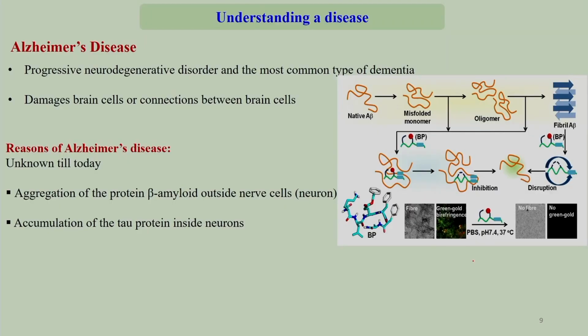So, another very notorious disease is, of course, Alzheimer's disease. It is a progressive neurodegenerative disorder, which damages the brain cells or connections between the brain cells. What is the cause of the disease? What is the reason? The full reason is not yet known even today. So, one of the reasons is the aggregation of a particular type of protein, amyloid peptides, we call them beta amyloid peptides, outside the nerve cells.